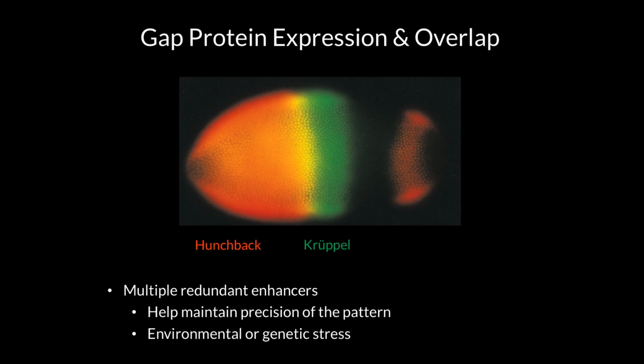Another important thing to point out about the expression of these genes is that they contain redundant enhancers. In other words, they contain multiple enhancers that drive expression to the same region. So there are multiple enhancers that drive the expression of Krüppel to this region of the embryo, and the same thing can be said of the other gap genes. That helps to ensure that the pattern that we see is maintained if there happens to be a mutation in one of the enhancers.